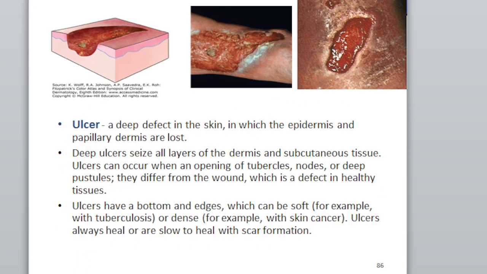Ulcer is a deep defect in the skin in which the epidermis and papillary dermis are lost. Deep ulcers seize all layers of the dermis and subcutaneous tissue. Ulcers can occur with an opening of tubercles, nodes, or deep pustules. They differ from the wound, which is a defect in healthy tissues. Ulcers have a bottom and edges, which can be soft, for example, with tuberculosis, or dense, for example, with skin cancer. Ulcers always heal or are slow to heal with scar formation.